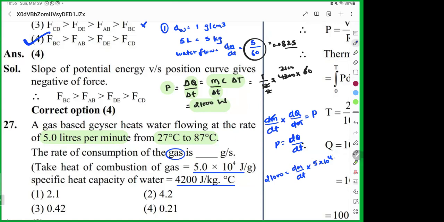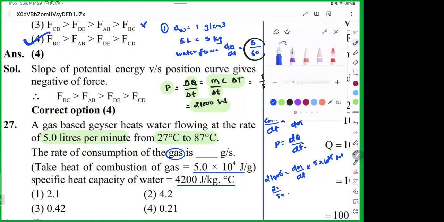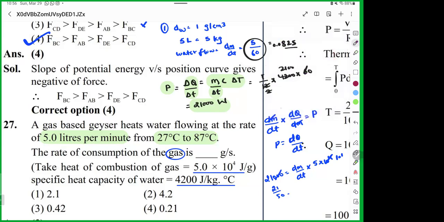Okay, so this will be 10 raised to power 1. It means 50, 21 by 50. Again, we are not bothered about what the question is. We are bothered about how to solve it. First, based on the data, you can calculate power, and using the same power, you can apply the second formula.